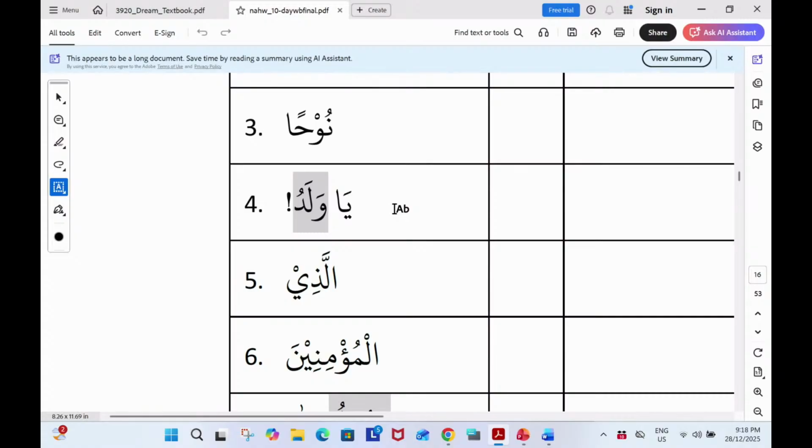So the word waladu would become the one who's being called. So that's why the word which is highlighted would become proper. So the waladu is proper because we are calling walad. And how do we know? Because we have ya. So ya is the identifier for us to know that we are calling walad. Is that clear?